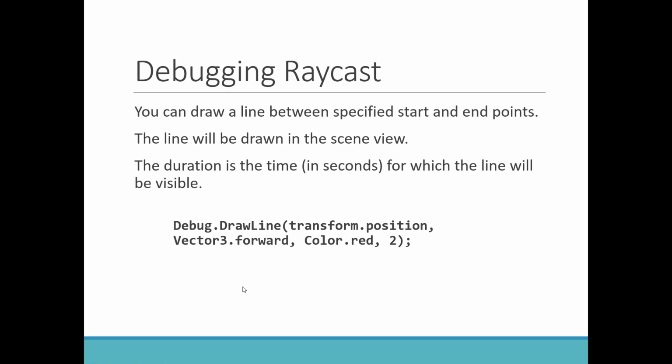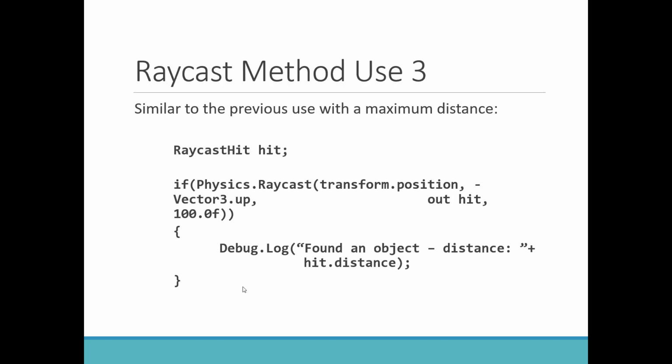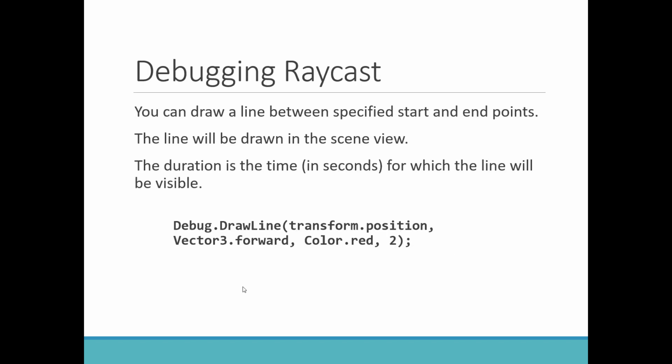Sometimes, and that happens quite a lot in games, your raycast is not working as expected. It could be because your distance is not far enough. It could also be because you're not going in the right direction. And because raycasting is invisible, it makes it kind of hard to figure out what's going on.